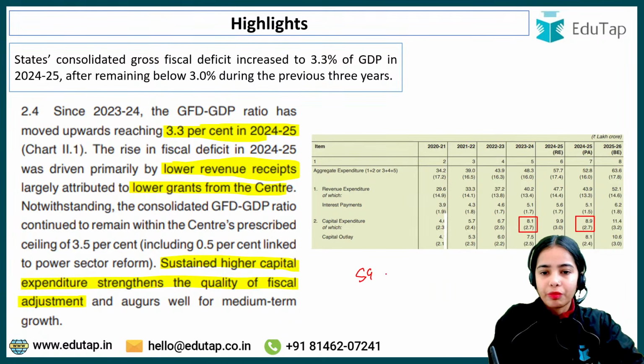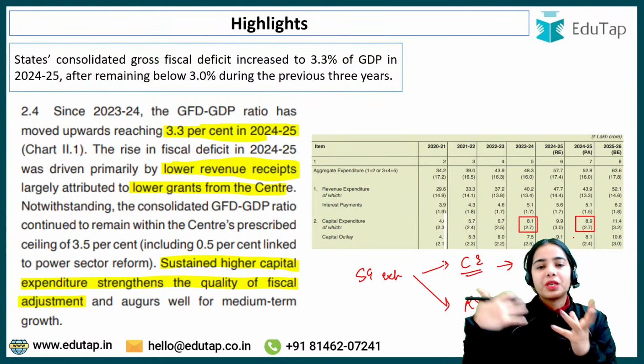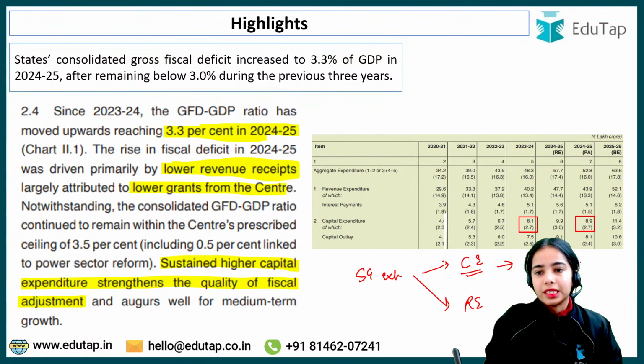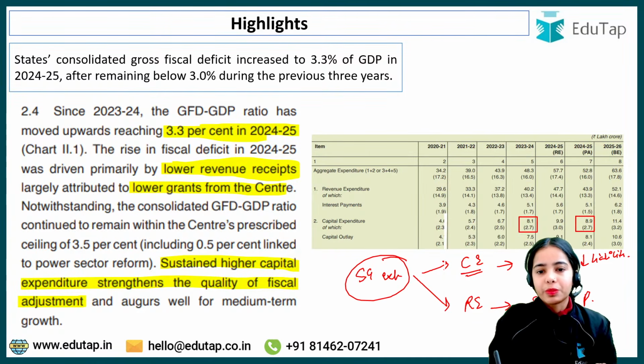Remember that the state governments spend on capital expenditure and revenue expenditure. Capital expenditure increases assets, because it means expenditure on capital and physical assets, as well as decreasing liability. Revenue expenditure is the regular expenditure of the government on salaries, subsidies, pensions and such, which does not increase any asset or decrease any liability. In state government expenditure there is a sustained higher capital expenditure, and that is good for the country.